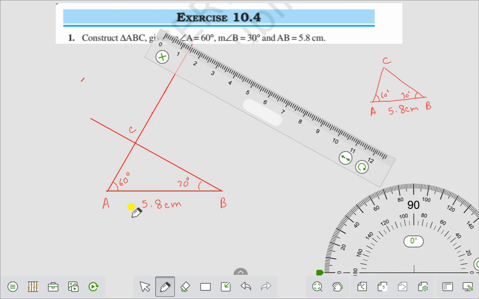Now here you see that we got measure of angle A is equal to 60 degrees, measure of angle B is equal to 30 degrees, and AB is equal to 5.8 centimeters. This is the required triangle.